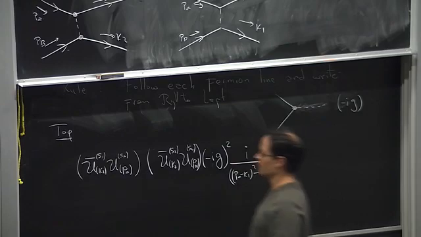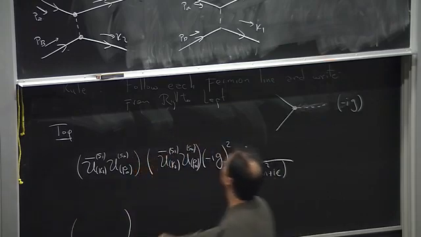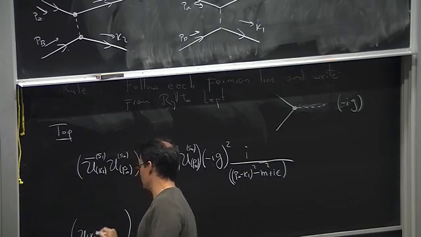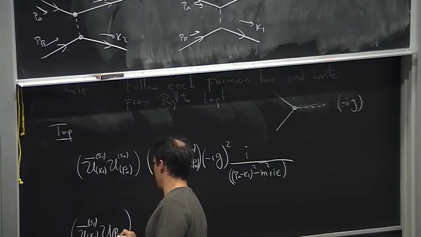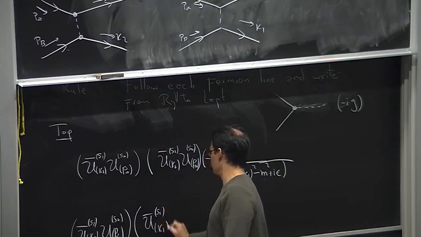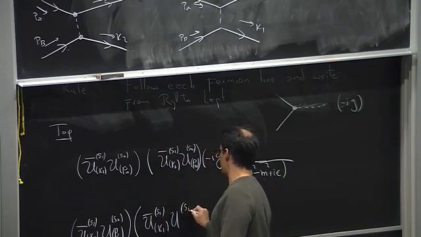Now you can do the same thing for the second diagram, right? And for the second diagram, all I have to do is to change K2, yes, PB.